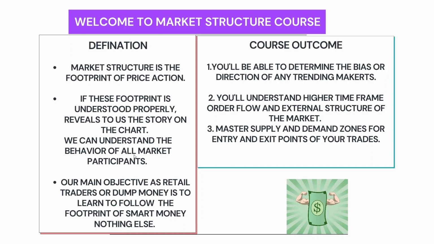So our job and objective as retail traders, or dumb money, is to learn to follow the footprint of smart money, nothing else. So the course outcome, what you'll be able to do after this course: you'll be able to determine the bias or direction of any trending market. You'll understand higher time frame, order flow, and external structure of the market. You'll be able to master supply and demand zones for entry and exit points of your trades.